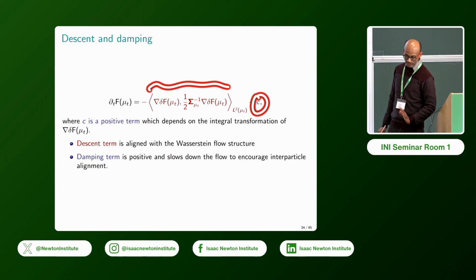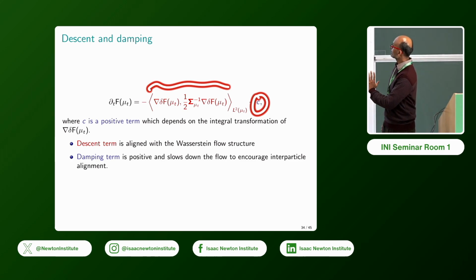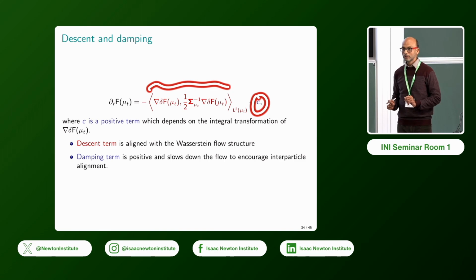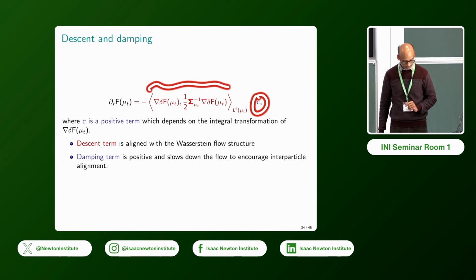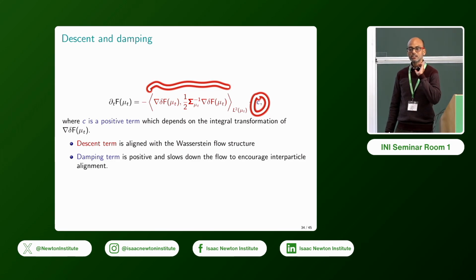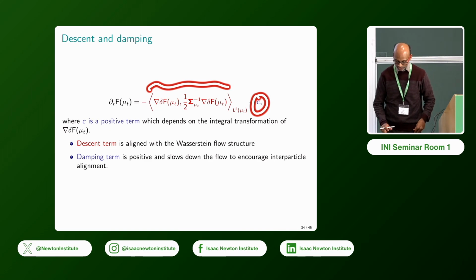The first term is your descent term, which is aligned with your Wasserstein flow structure, because I am looking at, in some sense, a deregularized Wasserstein gradient there, okay, because it is the inverse of your covariance matrix. The second term is the damping term. It is positive in the sense that it basically slows down the flow because it wants to preserve the local structure, right? It doesn't want to move too fast, but the first term basically drives the energy function to decrease.